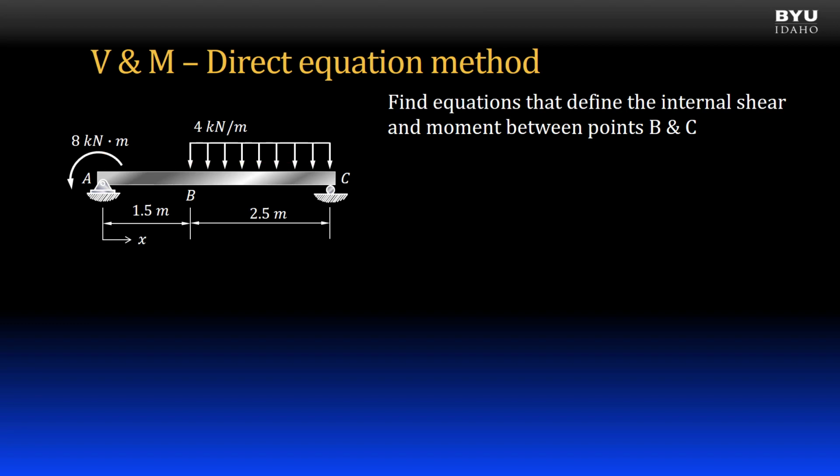This is because there is a discontinuity at point B, where we transition from no external load on the left to some external load on the right. Whenever we have a discontinuity between endpoints of our beams, we have to section the beam at the discontinuity and find the unique shear and moment equations for each section. Now, the first step to finding shear and moment equations is to draw a free body diagram of the full beam and find the support reactions.